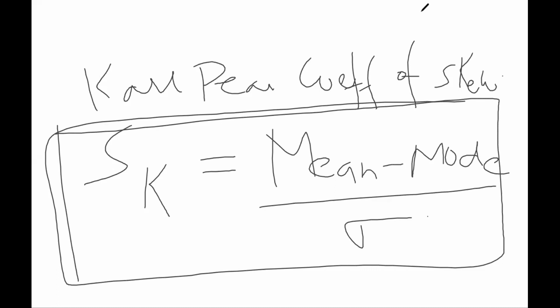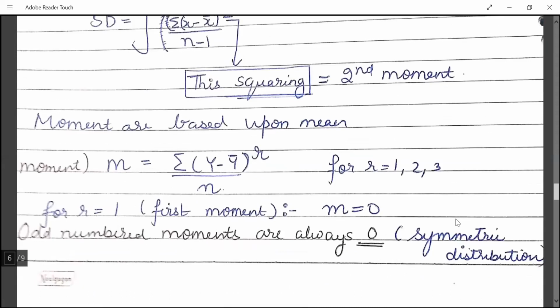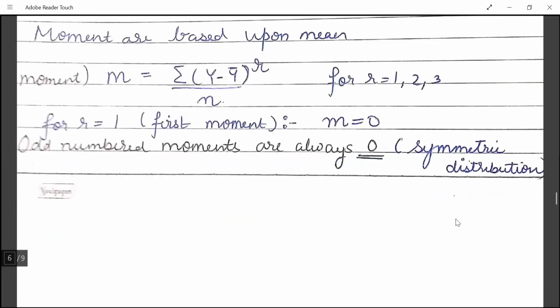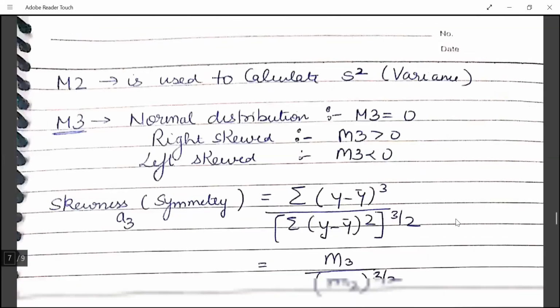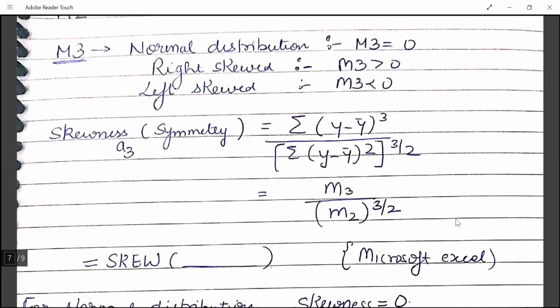So moving towards the moments, the second moment. So moment Mr, if r is 1, it is called the first moment, and in that case the moment is equal to 0. Odd number moments are always 0. And M2 would give us variance, M3 will give us skewness, which would be 0, right skewed, left skewed. This would be the formula for skewness, which you need not learn by heart.